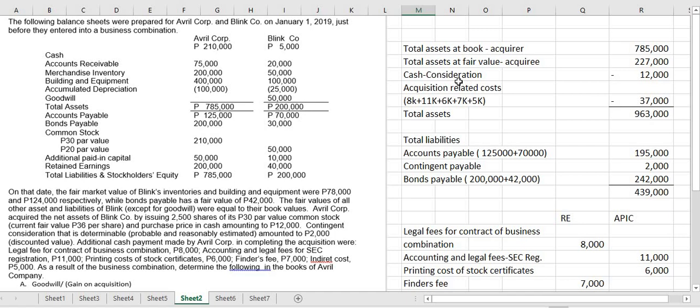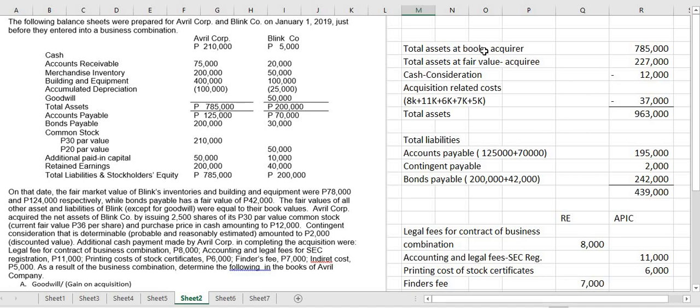Then i-deduct na lang natin yung cash na consideration, which is 12,000, and all the acquisition related costs, that's 8,000, 11,000, 6,000, 7,000, and 5,000. I-deduct natin yung total acquisition related cost. Since wala lang goodwill kasi bargain, so it's 963,000 lang. But if may goodwill, i-add natin siya, no, in determining the total assets.